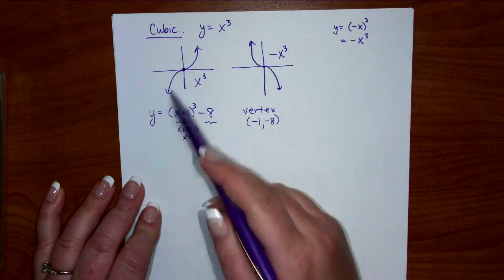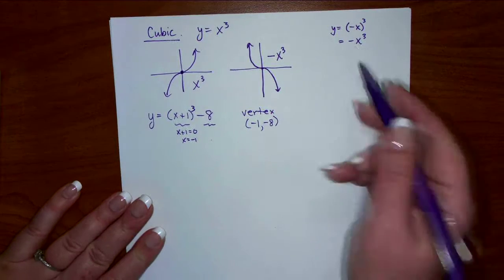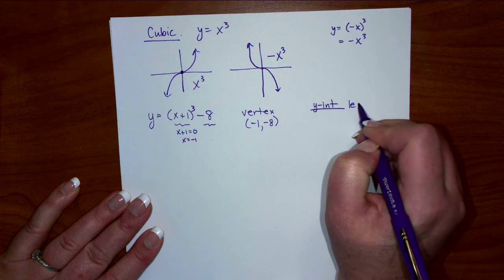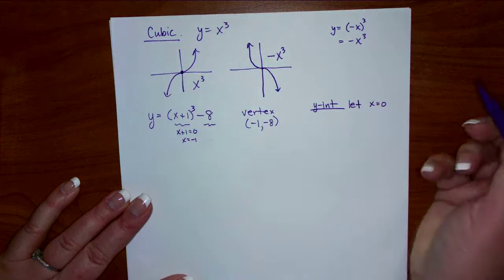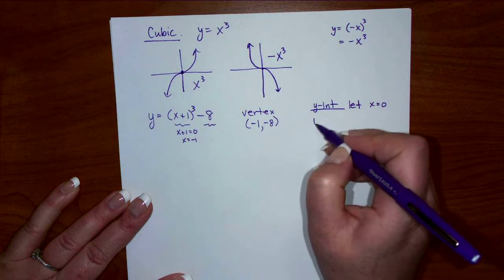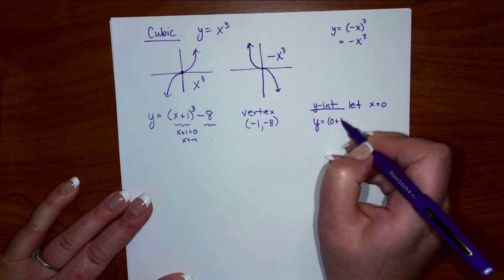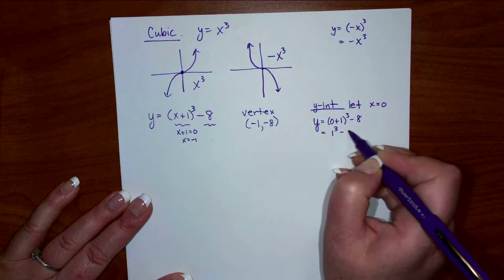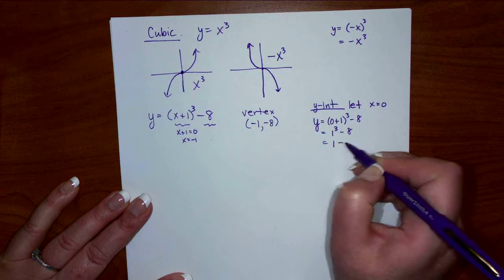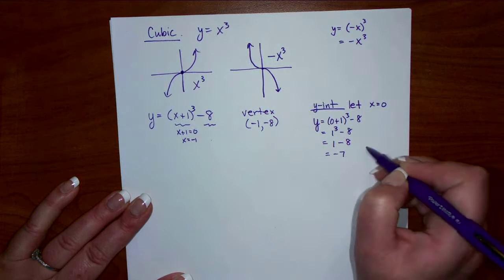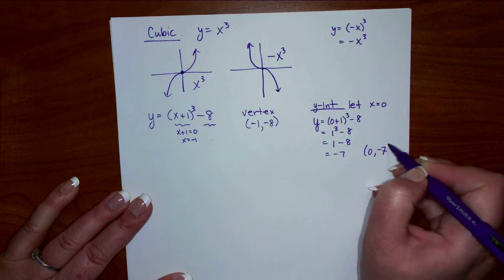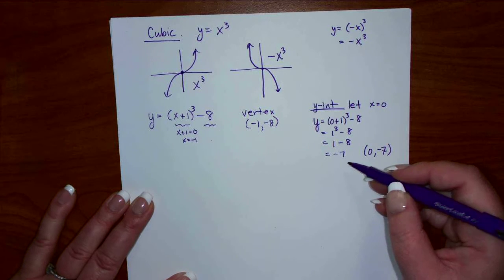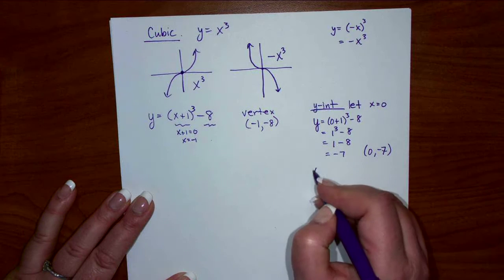So let's do our y-intercept. We let x equal 0. So 1 cubed is 1 times 1 times 1. So x is 0, and we found y is -7. And then our x-intercept, we let y equal 0.